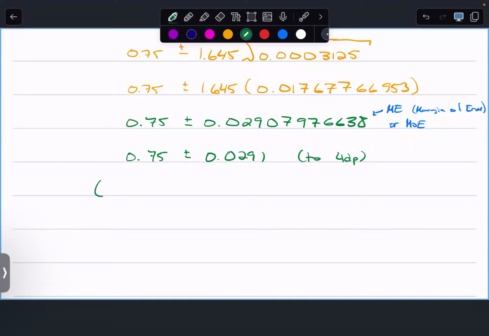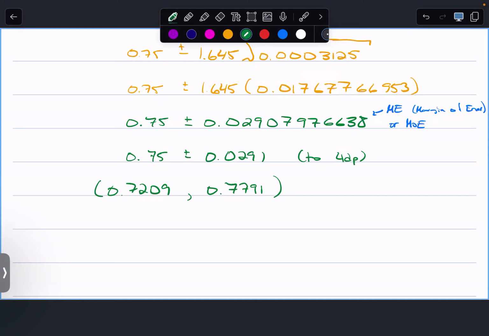Finally, our interval, right, is 0.75 down 0.0291, but then also up 0.0291. So 0.75 minus 0.0291 is 0.7209 up to 0.75 plus 0.0291, 0.7791. Ooh, phase 2 complete.